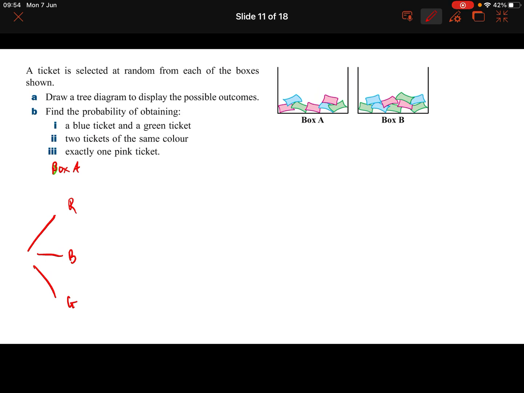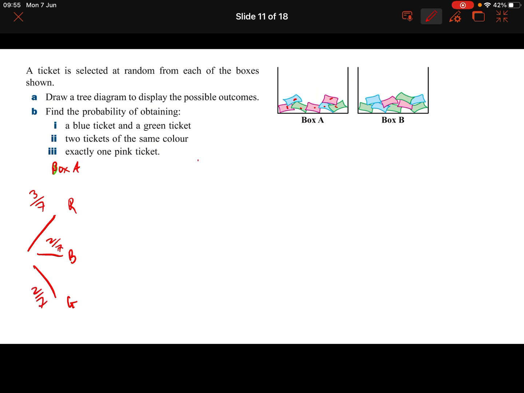So sometimes you need to have more trees, okay? And you'll see that it's going to get quite messy. Okay, so probability of getting red is, how many are there? 1, 2, 3, 4, 5, 6, 7. 3 out of 7, 2 out of 7, 2 out of 7.